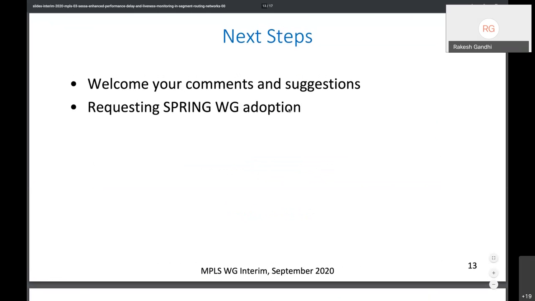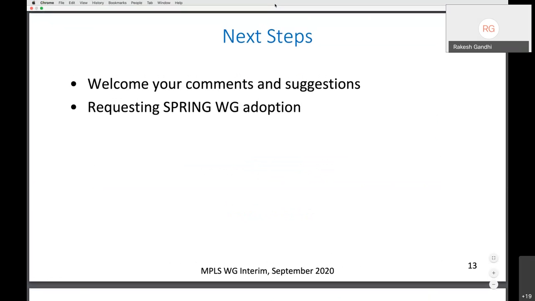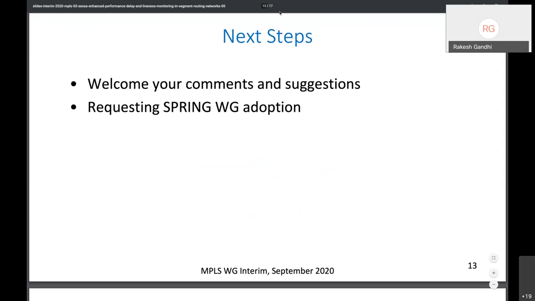We welcome your comments and suggestions. We are requesting the Spring Working Group to adopt this document. There is MPLS involved here, especially the special purpose label allocation, and we want to keep the MPLS Working Group in the loop for this work. So that's what I had.